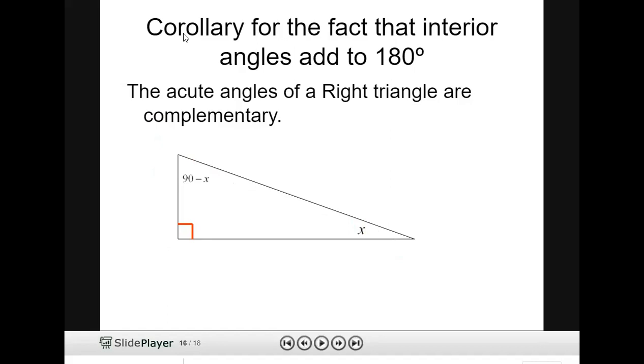And we said that the first corollary is that the acute angles of a right triangle are complementary angles.